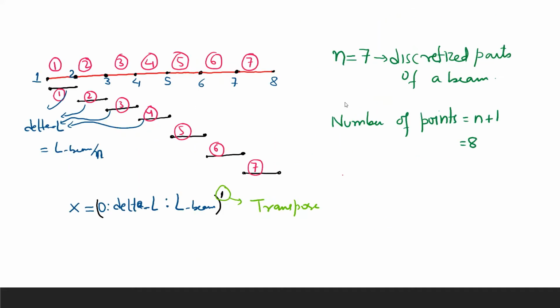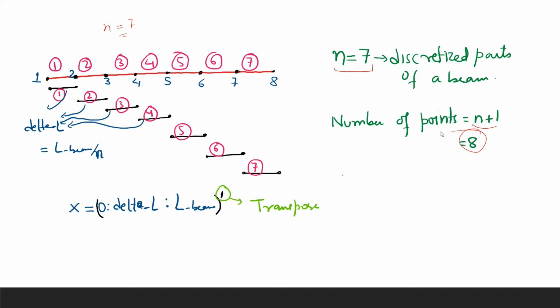Now here it is just given in the last slide. I have just explained the beam is there, and we have discretized it into several parts. So 1, 2, 3, 4, 5, 6, 7. Here we have taken the example n equals 7, which is shown here. So 7 discretized parts of a beam. Then the number of points is how much? N plus 1, that is equal to 8 points. So 7 parts, each part has been shown here, and the number of points becomes 8.